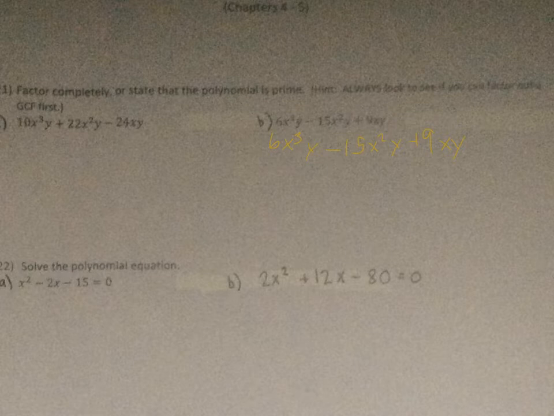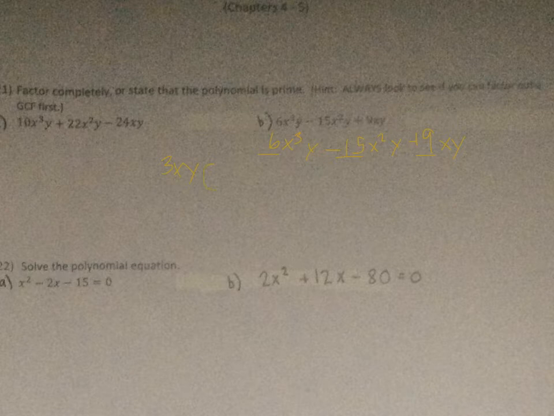So think to yourself, what is the very first thing that you must do? And that is to factor out the greatest common factor. The GCF between 6, 15, and 9 would be 3. The greatest common factor between x cubed, x squared, and x to the first is x to the first. It's always the smallest power of the multiples. So then we have y, y, and y. Oh my goodness, I can't make that y look like a y. Okay, there we go. So 3xy.